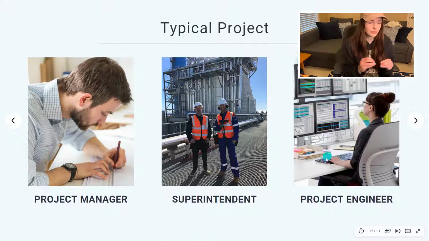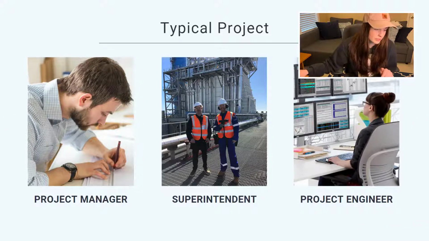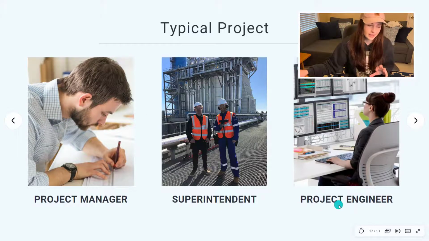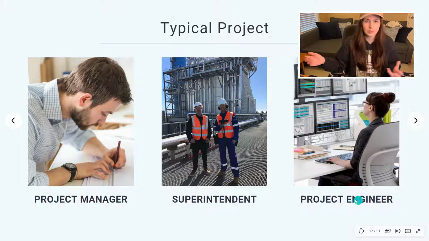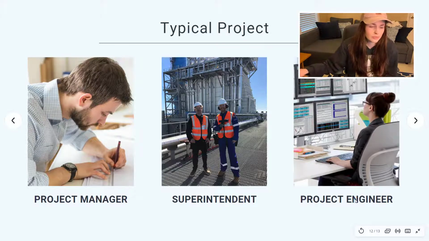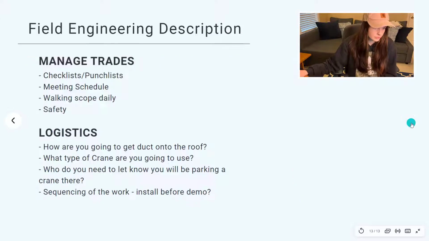For a typical project, you're going to have a project manager, a superintendent, and a project engineer. I used the same photos and switched the roles, but you know what I'm saying. The superintendent is a more advanced field engineer. The project manager is a more advanced project engineer. And then you usually have a senior PE or PE2 working on the job as well. So we're just going to look at the superintendent's role.